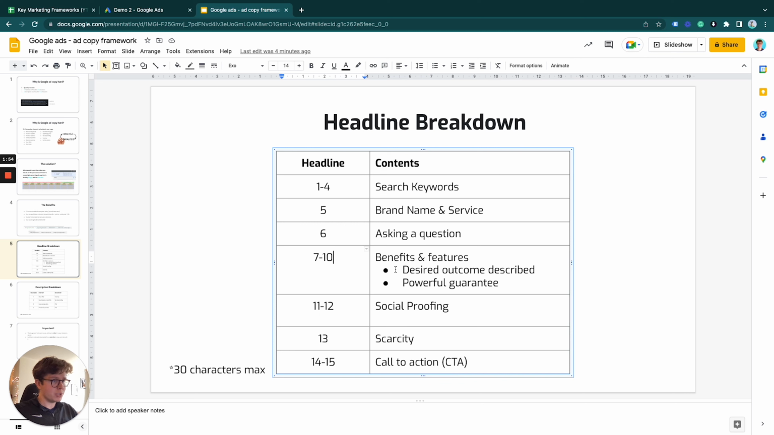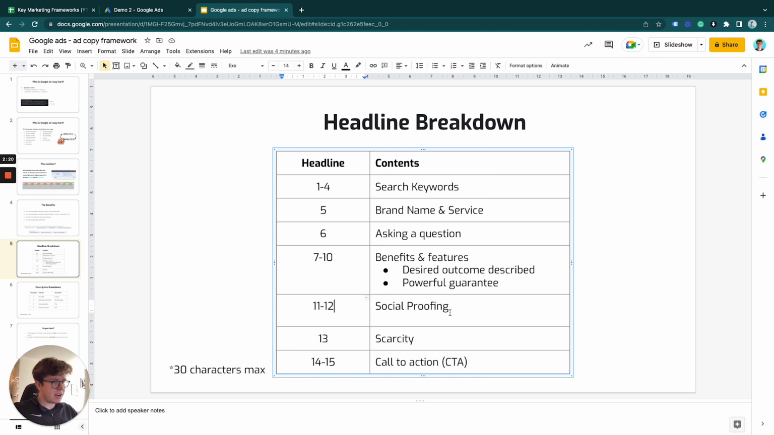Headline 7 to 10, we talk about our benefits and features. We go over describing their desired outcome from using our product or service. And we also want to use a powerful guarantee to really convert that customer and take away the risk from them and put it on ourselves, because we are confident with our product and service.